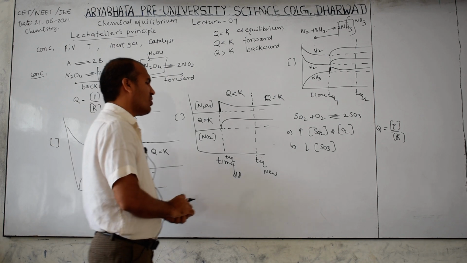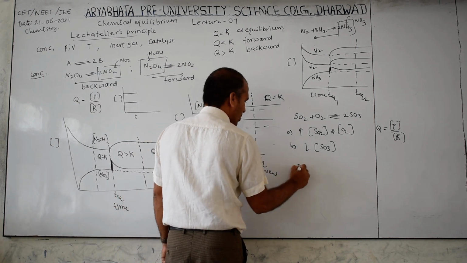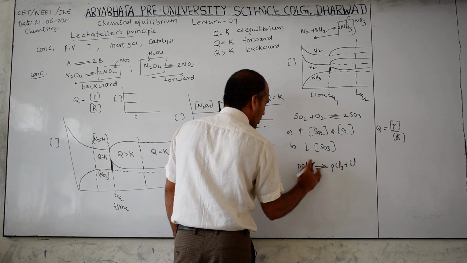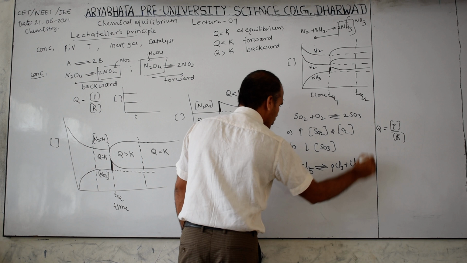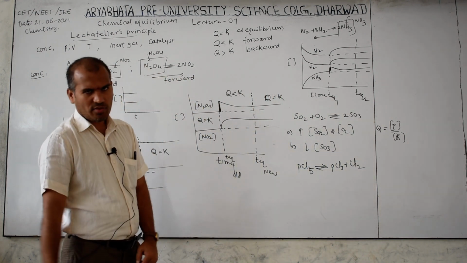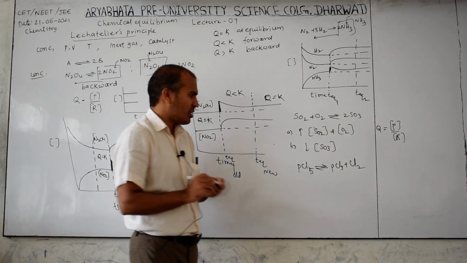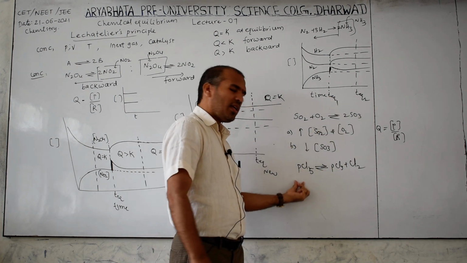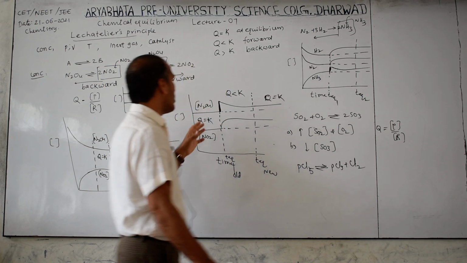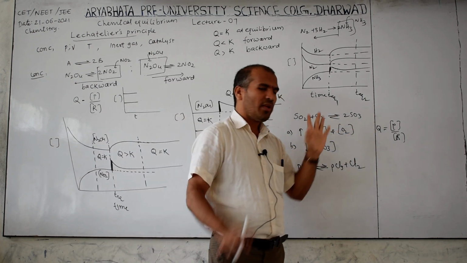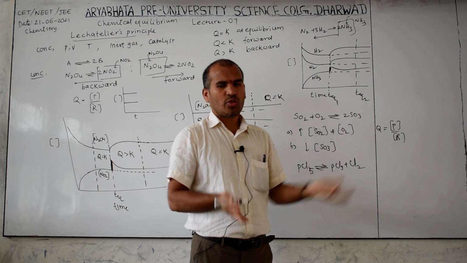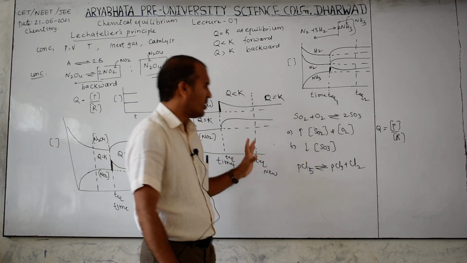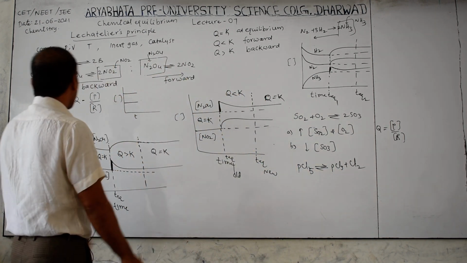They may ask for the backward condition also. Now, PCl5 gives rise to PCl3 plus Cl2. To get the backward direction, what are the favorable conditions for this reaction? Backward means these two should increase, otherwise this will decrease. Careful, don't forget this condition. Q will be small for the forward direction, Q will be large for the backward reaction. So based on that we have to answer. Okay, so the concentration effect part is completed.